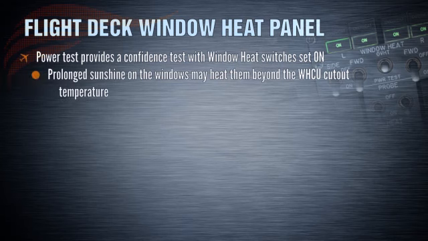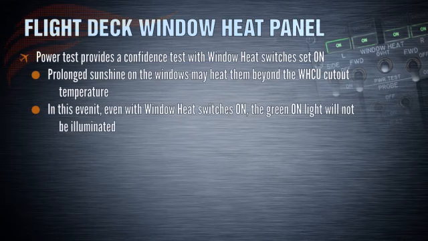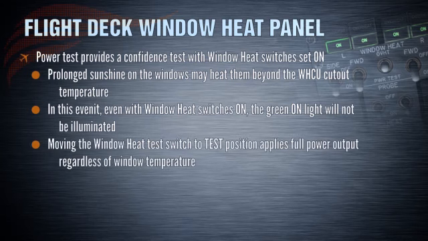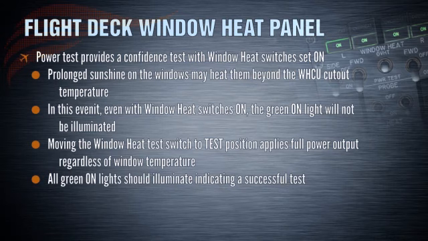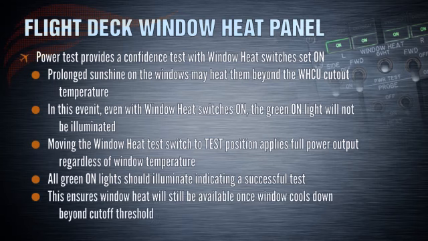Prolonged sunshine on the windows in high ambient temperatures may heat them to a point where the window heat control units cut out electrical heating automatically. In this event, even with the window heat switches selected on, the green on light will not be illuminated. Moving the window heat test switch to the power test position applies full power output regardless of window temperature. All of the green on lights should illuminate, indicating a successful test. This is called a confidence test, as it bypasses the temperature sensors and ensures that window heat will still be available once the window cools down beyond the cutoff threshold.